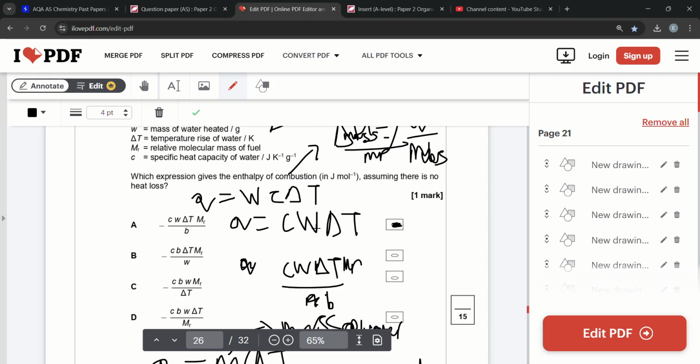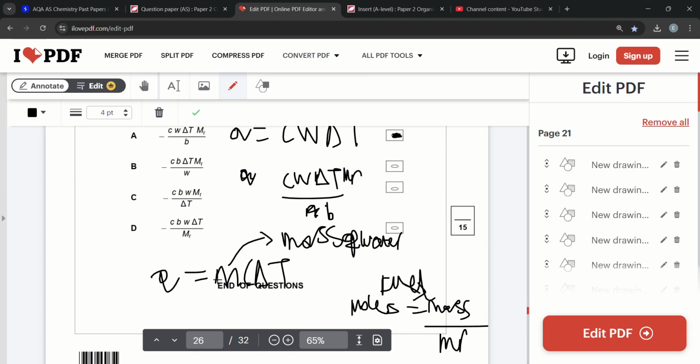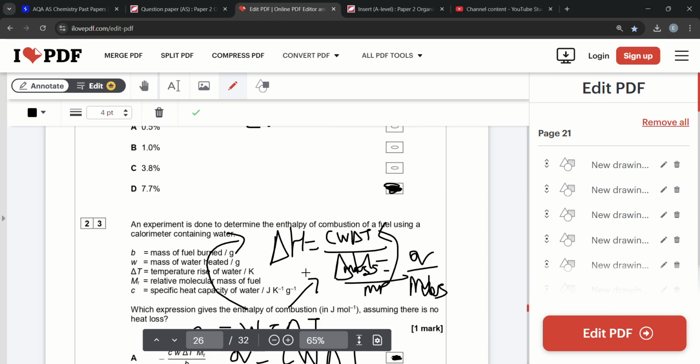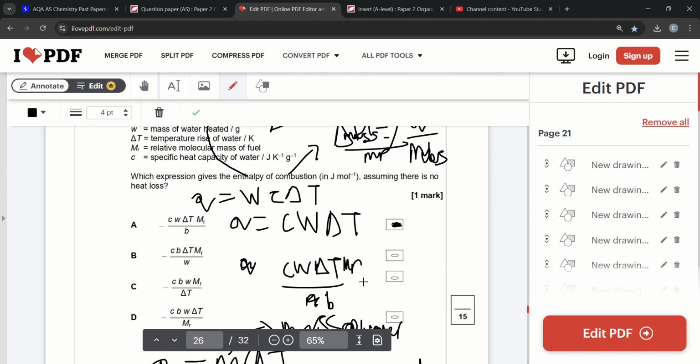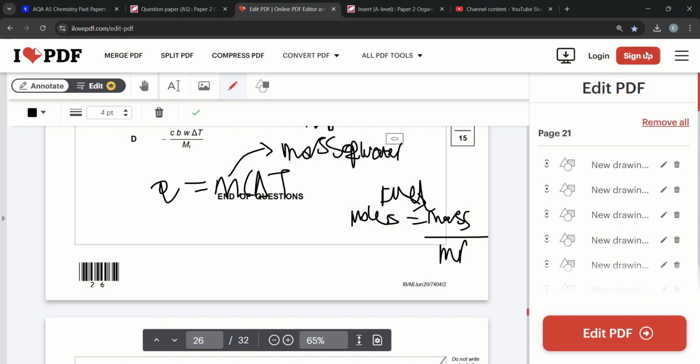That was tricky, it took me quite a while to do that. Just need to memorize the equation, delta H is Q divided by moles. How do you get Q? CW delta T. But then we're divided by moles, and understanding what Q, M is the mass of water, moles, M is the mass of the fuel. And then if we divide by the moles, well then we can times by mR, so the mR comes here, and then we've got mass on the bottom, that's obviously negative, so CW delta T mR divided by B, and A is your final answer. That's the end of the multiple choice questions.